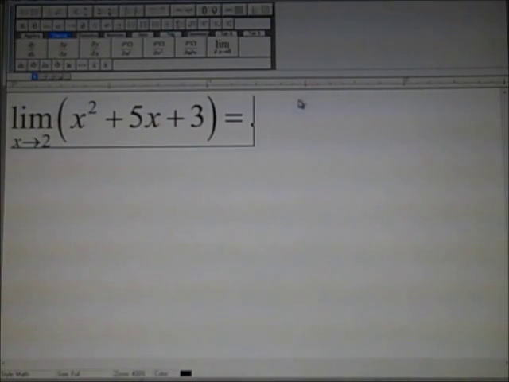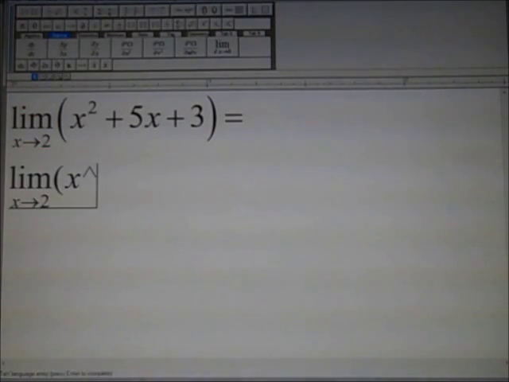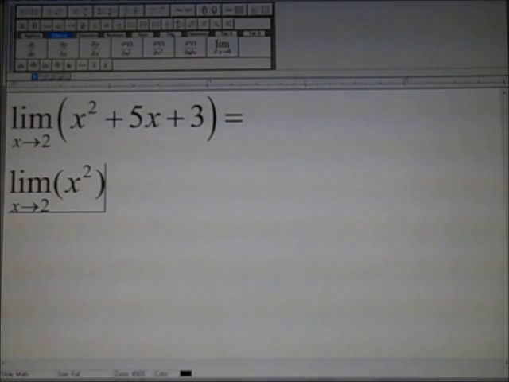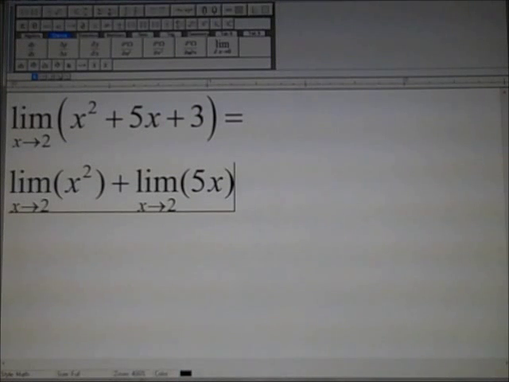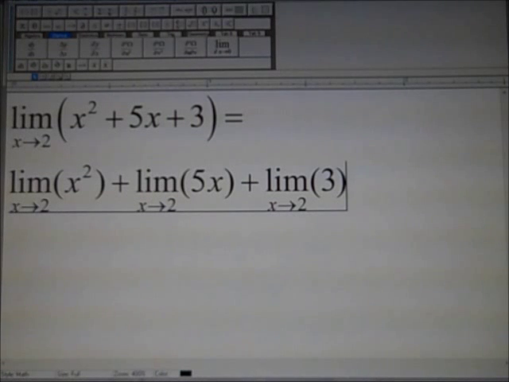So we're going to start with this first one. The limit as x approaches 2 of x squared plus 5x plus 3. So here I'm adding 3 different things, so I'm going to go to the next line and break this up into a sum. So this will be the limit as x approaches 2 of x squared, then plus the limit as x approaches 2 of 5x, and then plus the limit as x approaches 2 of 3. So I took my sum that I started with and I broke it up into 3 different pieces.